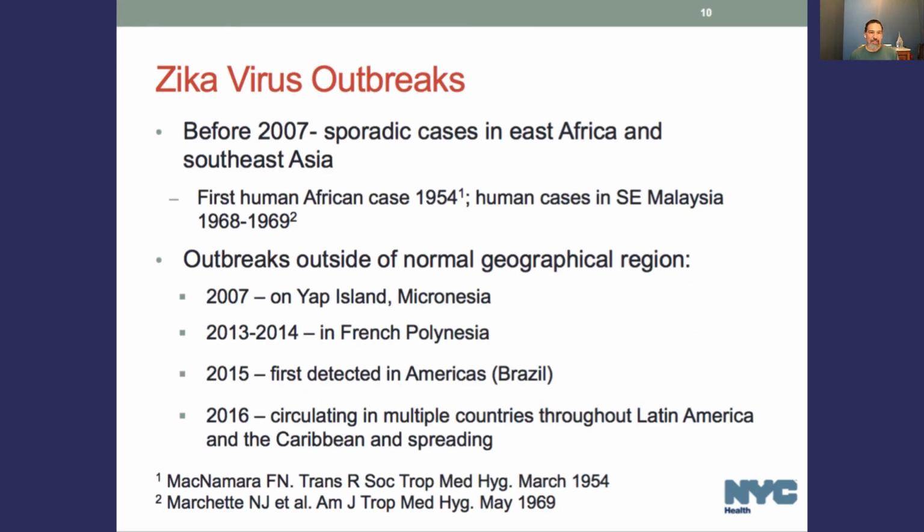In terms of prior Zika outbreaks, before 2007, these were mainly sporadic cases in East Africa and Southeast Asia. The first human African case was in 1954, and the first human cases in Asia were in 1968 and 69. And the other outbreaks that have happened since 2007 were in Micronesia and in French Polynesia. And it wasn't until 2015 where the virus was first detected in Brazil. And in 2016, it began circulating in multiple countries throughout Latin America and the Caribbean.